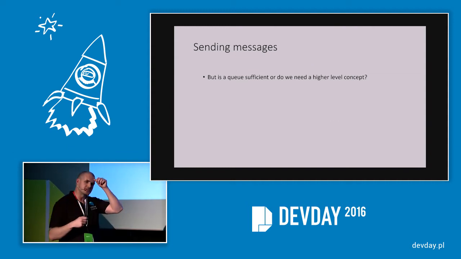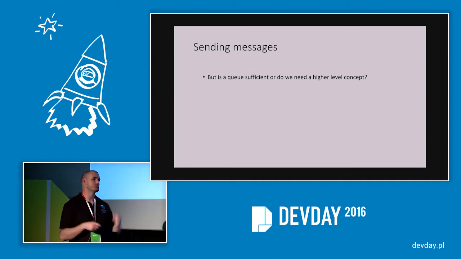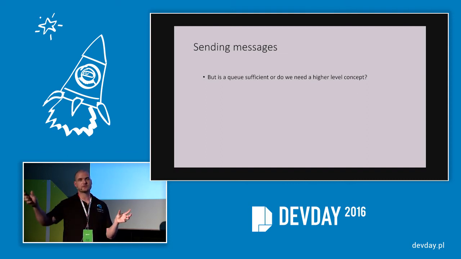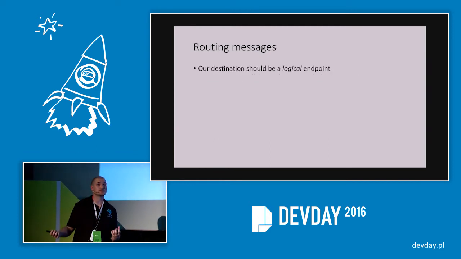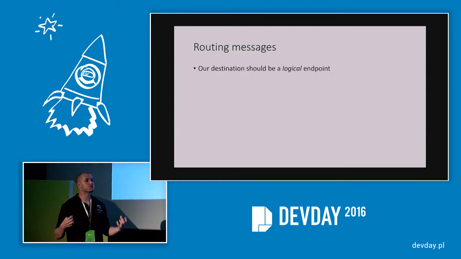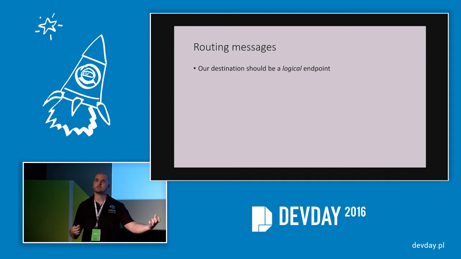But coming back to the question, is a queue enough? And the answer is no, it's not, because a queue is a physical destination where you send a message. And you have to know, when I send this message, I'm sending it to this location. And that's not good enough. If we look at routing messages, when you send a message, it should go to a logical endpoint. A logical endpoint is important because you can move that endpoint around, you can scale that endpoint out, you're not constrained to an address.